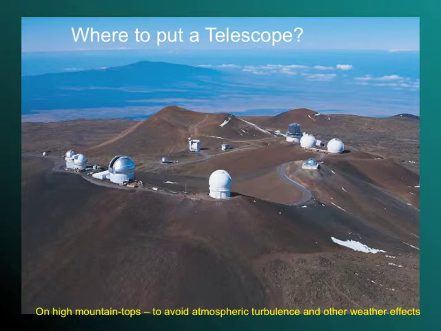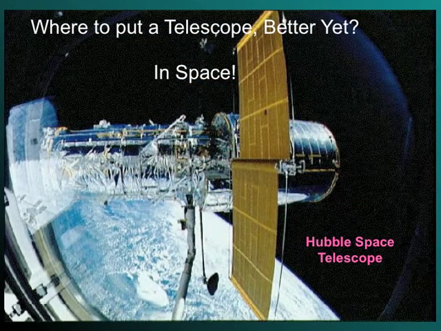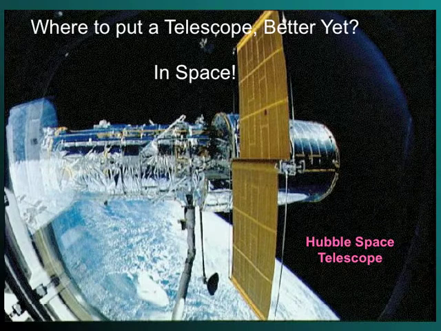So one strategy is to place telescopes high on mountaintops. This avoids atmospheric interference, and if they are in remote locations, it avoids light pollution as well. Better yet, if we can place a telescope in outer space, then we are beyond the light pollution and all of the atmospheric disturbances.